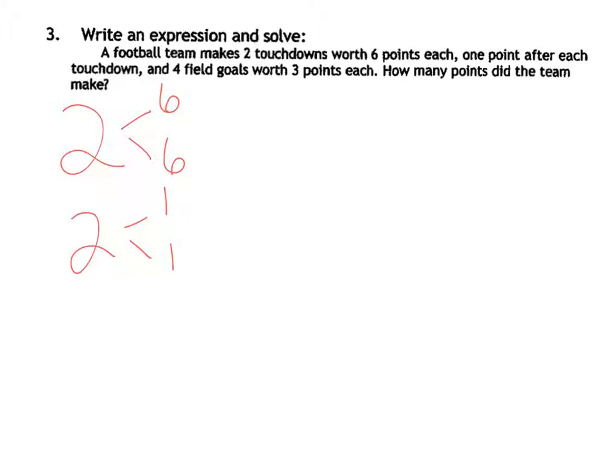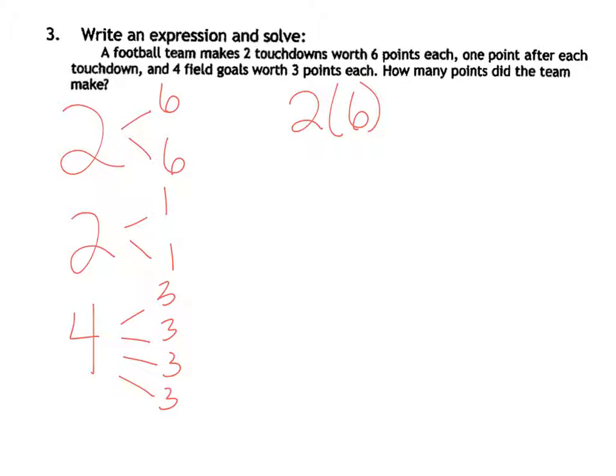And 4 field goals were 3 points each. 4 field goals, and those were 3 each. 3 here, 3 here, 3 here, 3 here. So that's a really easy way to figure it out, because now I have to do the math problem for it. If there's 2 6s, that's 2 times 6. And then there's 2 1s.